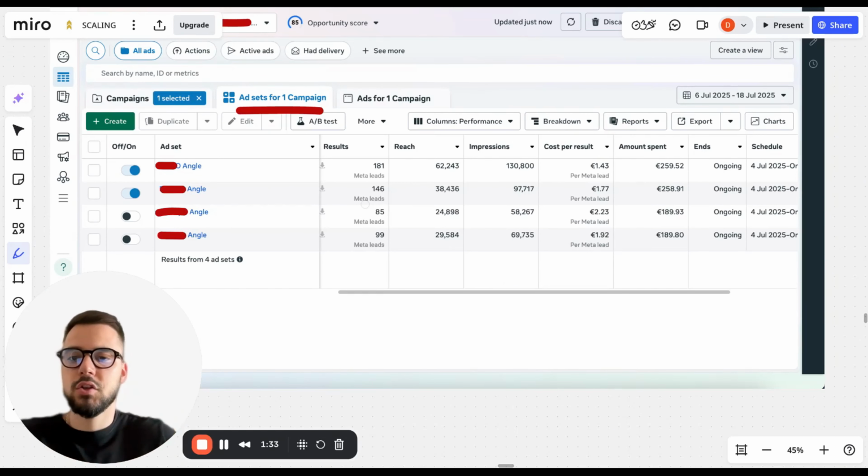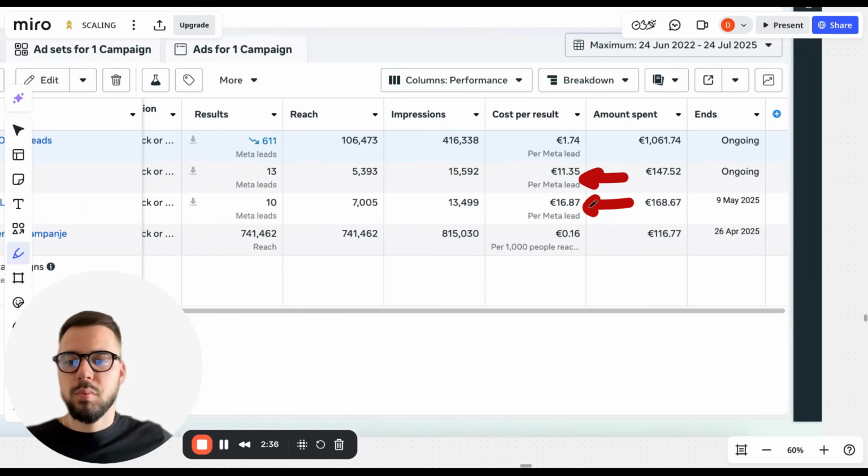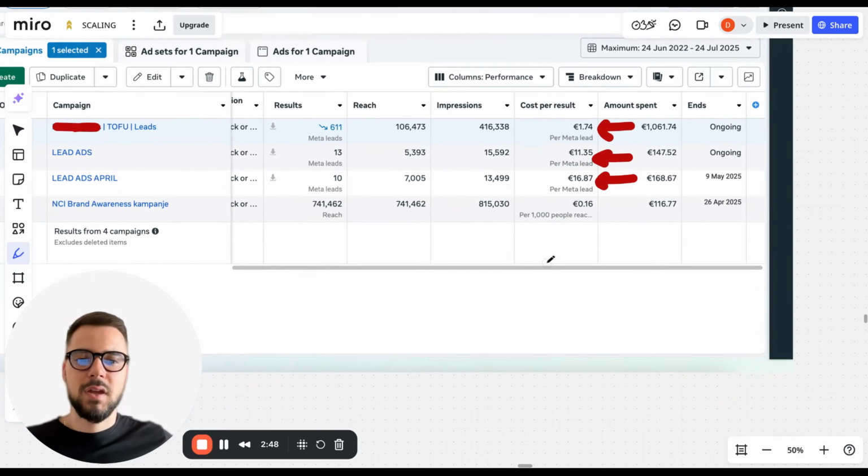Then when we open this, we are again at the campaign level. I just wanted to show you guys, this is the cost per result that our client had before. So they were paying $16 per lead and $11 per lead, and we managed to generate them leads for less than $2, which is kind of crazy if you ask me, because that's more than a 5x difference, right? So right now I'm going to show you exactly the strategy behind this success.